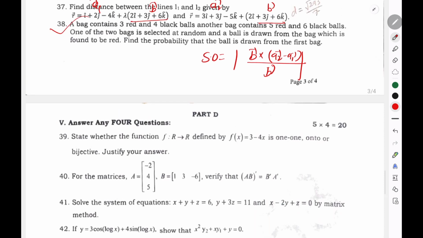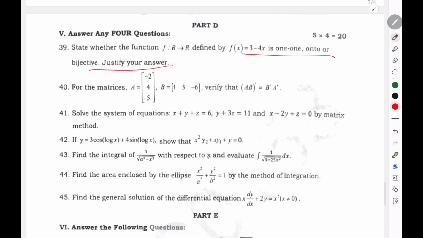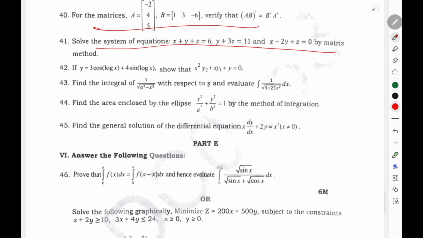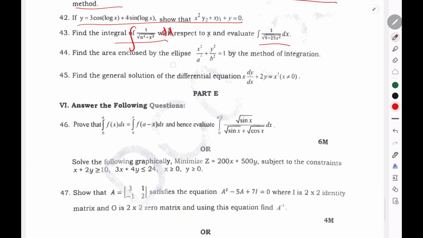And this is from probability, from functions, quite easy. This proving also is quite easy. This by matrix method is from derivative, quite easy to do. Find the integral of this, derivation already I have discussed. You can go to the playlist on integrals and there you can find it. Okay, find the area enclosed by this ellipse by the method of integration, quite easy.